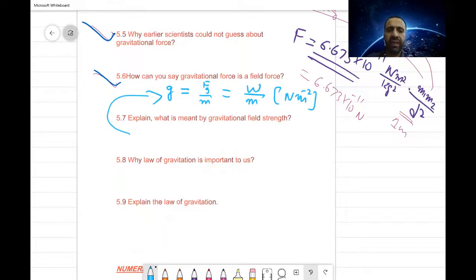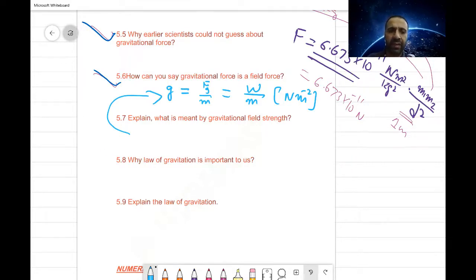Okay, the next one is why the law of gravitation is important to us. It is important because we use the law of gravitation to calculate the masses of the planets and stars, which we cannot do directly. So that is one of the most important points. Second, we use the law of gravitation to find the exact orbital velocity for the satellites, right? So that is why it is important.